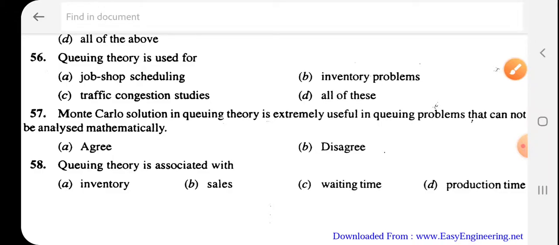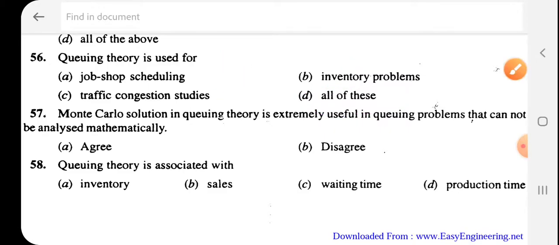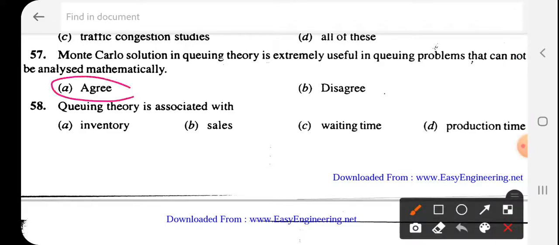Queuing theory is used to... So 56 is D, all of the above. That is inventory problem, job shop scheduling, traffic congestion studies. So queuing theory is applied to all of this. Monte-Carlo solution in queuing theory is extremely useful in queuing problems that cannot be analyzed mathematically. So that is the correct statement.